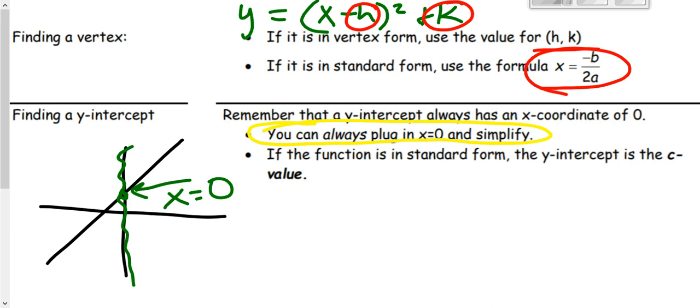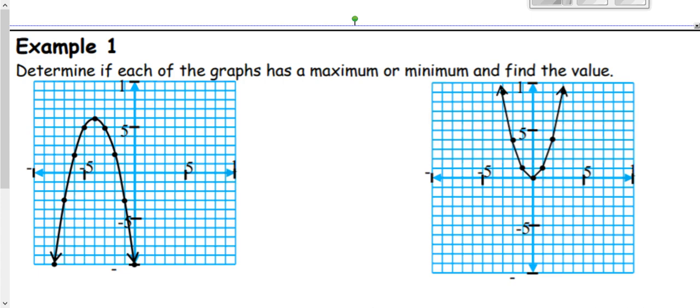And just remember a little trick that if a function happens to be in standard form, then you can use your c value to find your y-intercept, because your c value is your y-intercept. All right, so let's take all of that. You can refer back to those if you printed out your handout. But let's use that and go figure out example 1.